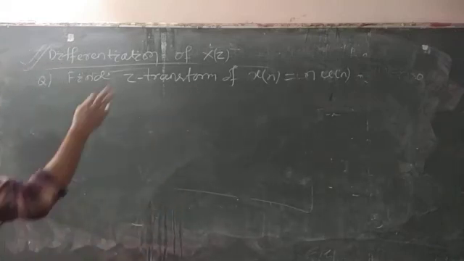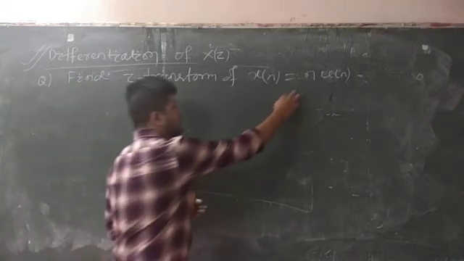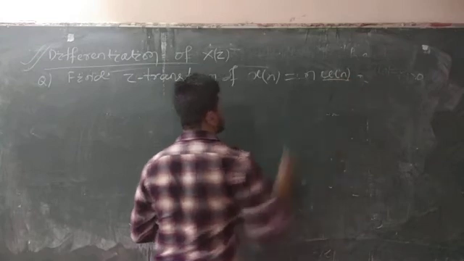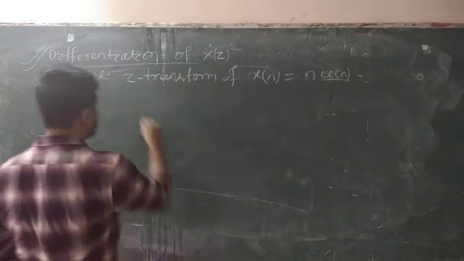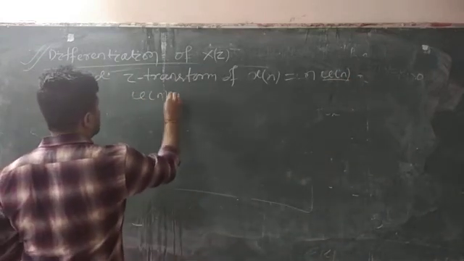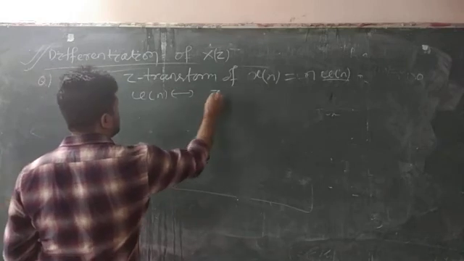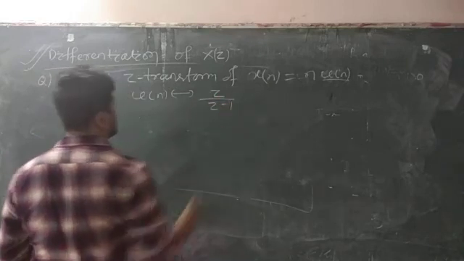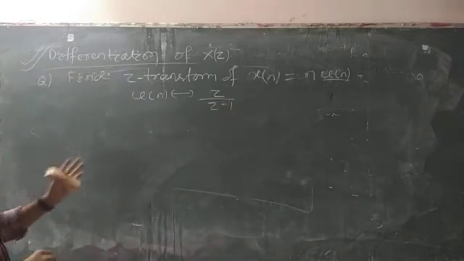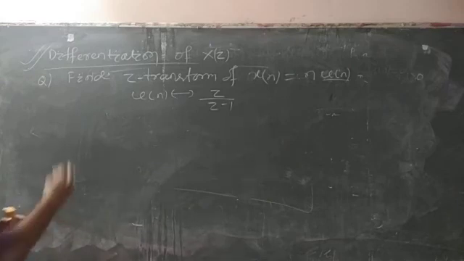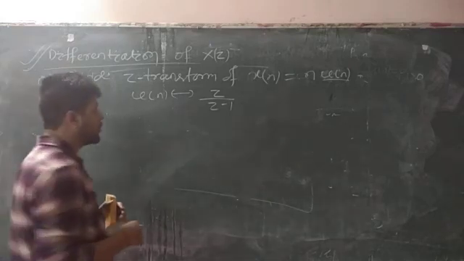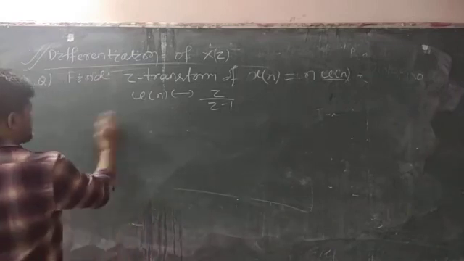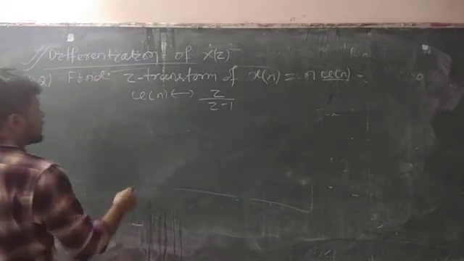The moment you see the time domain multiplication of n, first of all we have to know the z transform of u(n). So what is the z transform of u(n)? The z transform of u(n) is z by z minus 1. So you have to remember this formula again and again. I am telling you, the z transform of u(n) is z by z minus 1.